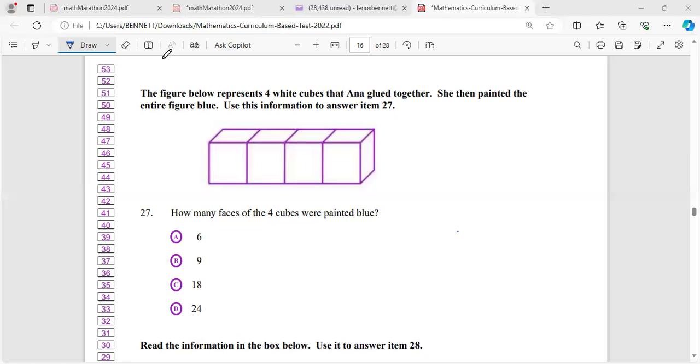Okay, so a cube has 6 faces and there's four cubes in this diagram. It says he then painted the entire figure blue, which means that no face is supposed to be left uncolored. So it would be 4 times 6 faces, which would give you 24 faces. 24 faces is where I agree. Do we agree, guys? Yes, sir.